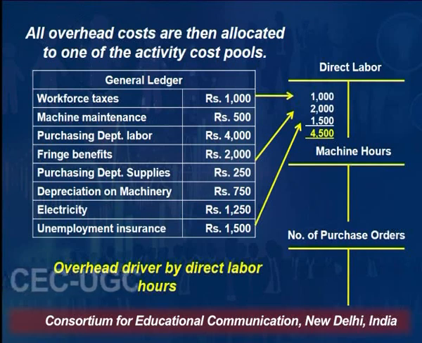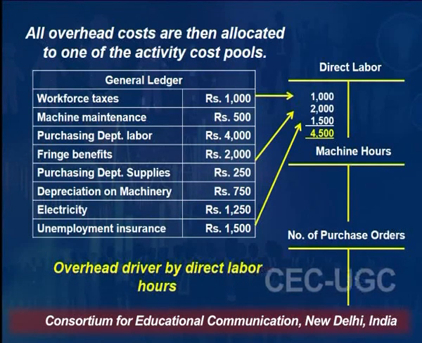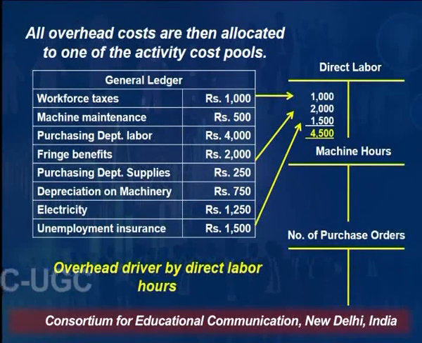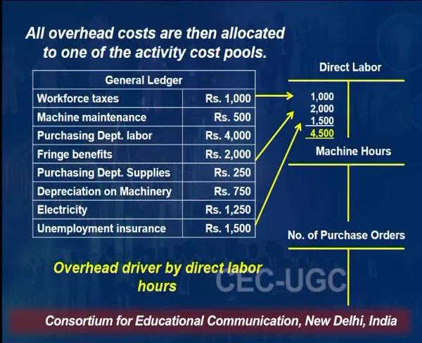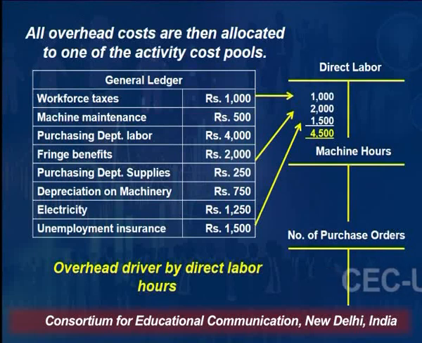For direct labor, if you ask me, I would say that overhead driven by direct labor hours can be, first of all, the workforce taxes. If you look, the workforce tax obviously belongs to workforce, so it should go to direct labor. The second one is the amount of 2000 of fringe benefit, and the last one is your unemployment insurance. These 3 items directly belong to direct labor, so we will put them together and say that direct labor cost is 4500. So overhead driven by direct labor hours we have identified.